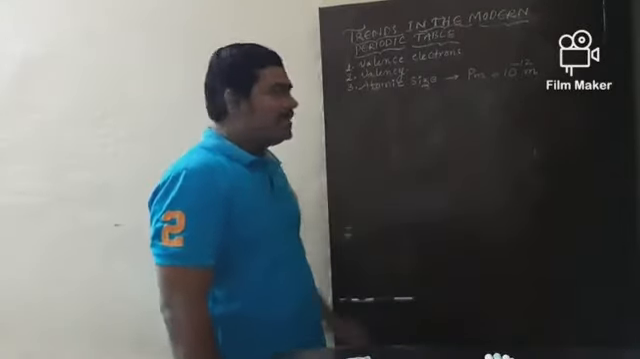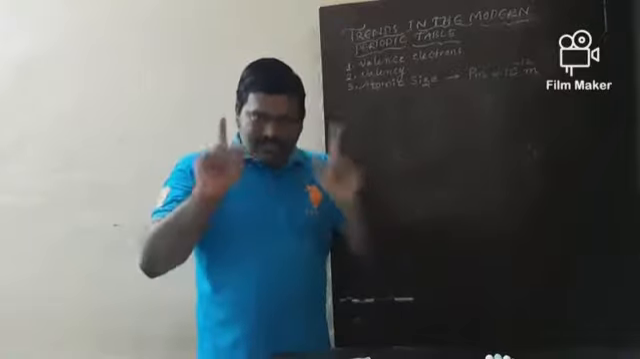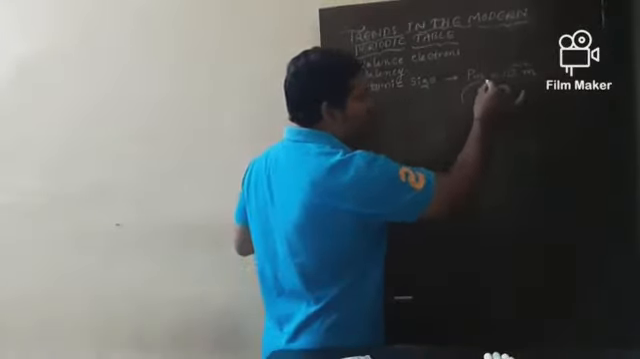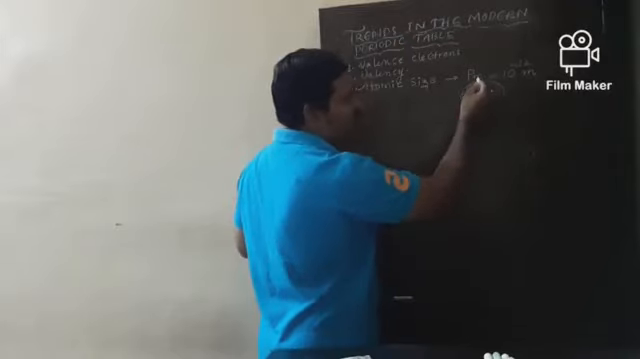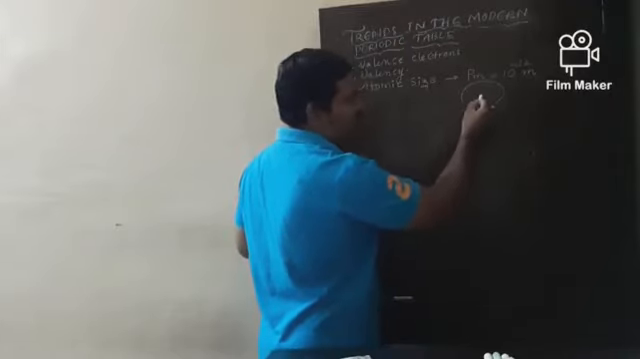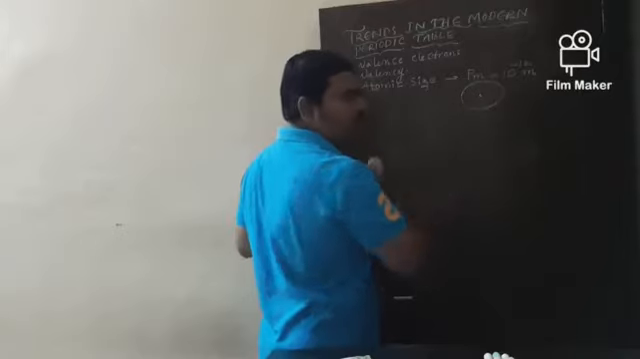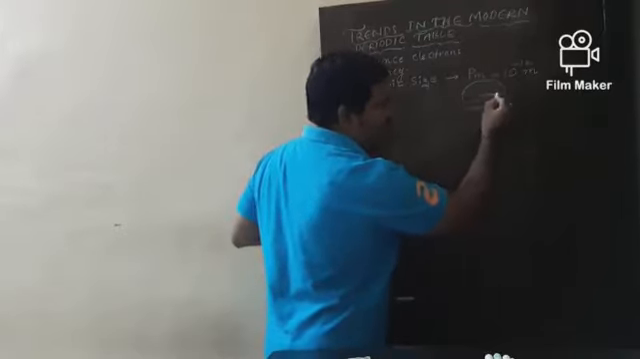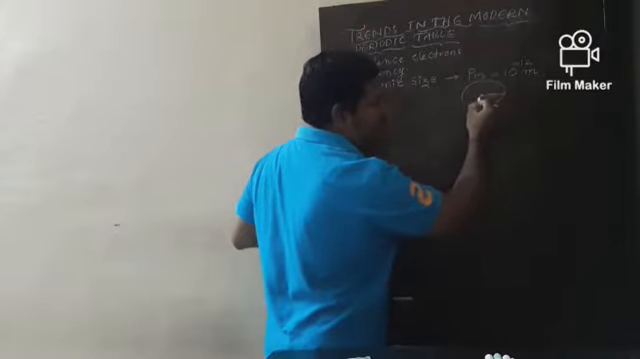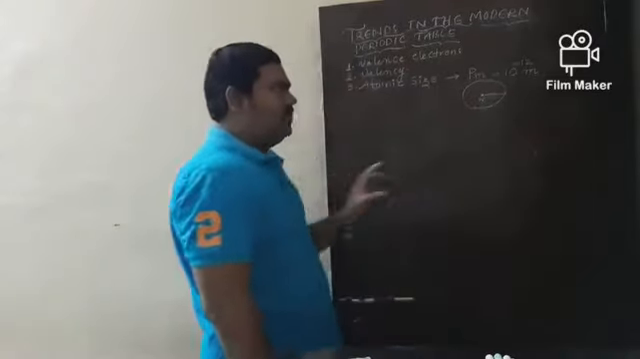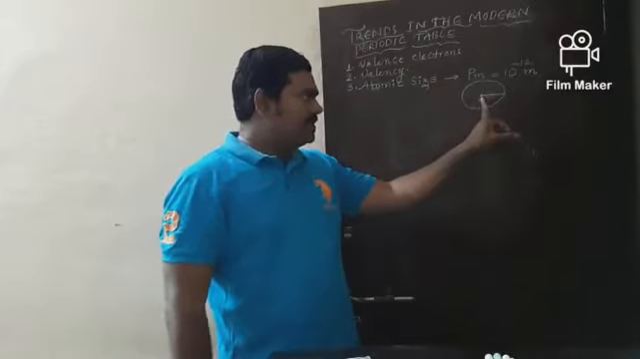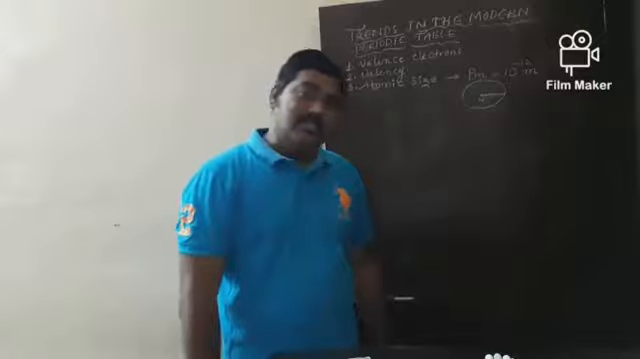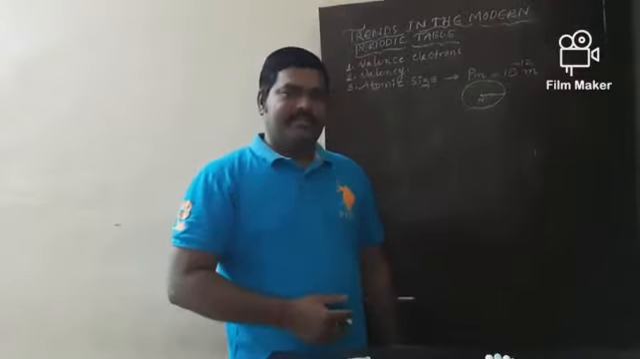So how can you measure atomic size? The distance between the center of the nucleus and the outermost orbit. Suppose you consider this an atom and this center point is the nucleus. If I draw the distance like this and you measure this distance, you can measure the atomic size. So the distance between the center of the nucleus and the outermost orbit is called atomic size.